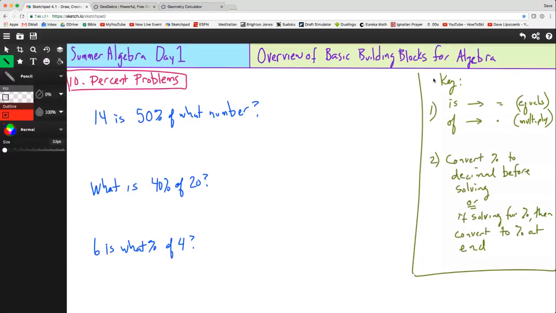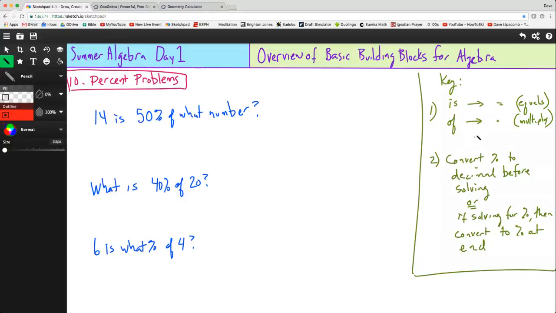All right, percent problems. Now these are so hard for some people. If you ask your mom or dad or your friend to solve one of these problems, they would struggle to get all 3 of these right, I guarantee it. But let me tell you the whole key to these problems. It's called translation. Is means equals. Of means multiply.